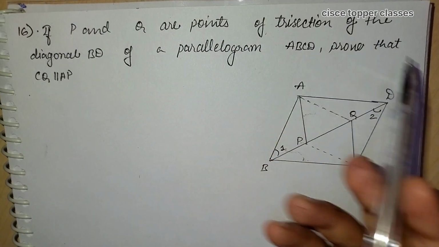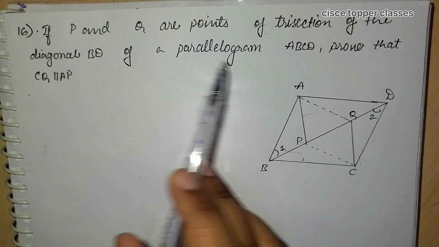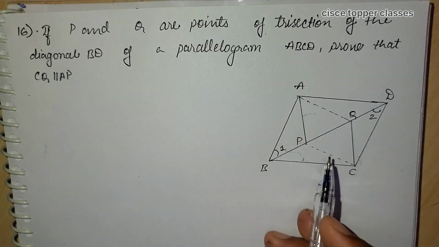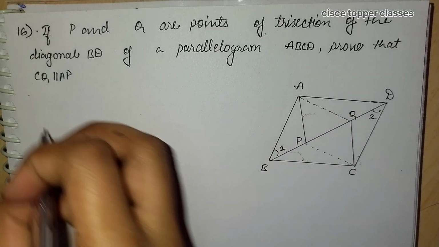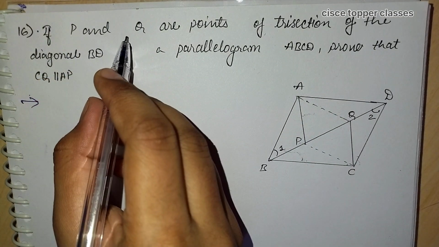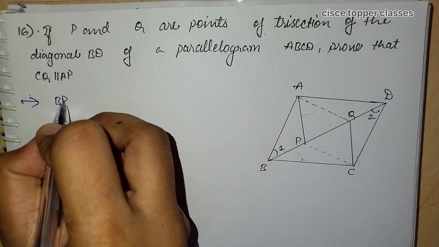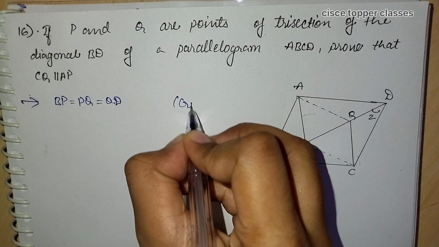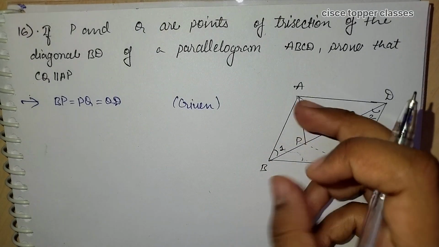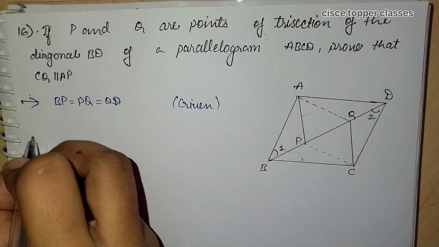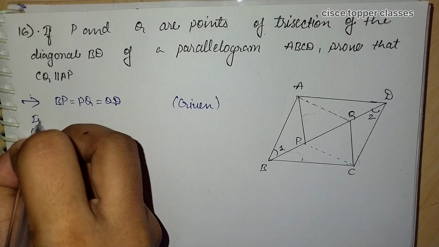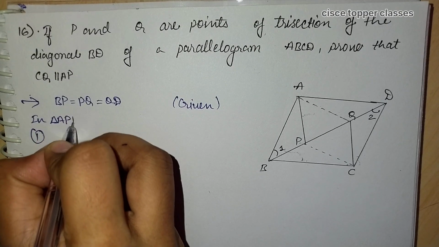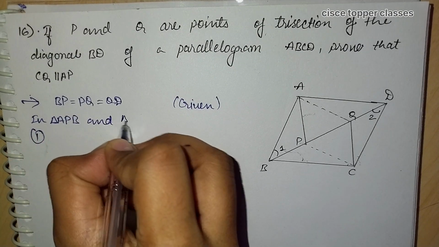If P and Q are points of trisection of the diagonal BD of a parallelogram ABCD, we have to prove that CQ is parallel to AB. As P and Q are trisection points, we can write BP is equal to PQ is equal to QD. This is given to us in this question. And AB is equal to DC because it is a parallelogram. Firstly, we take triangle APB and triangle DQC.